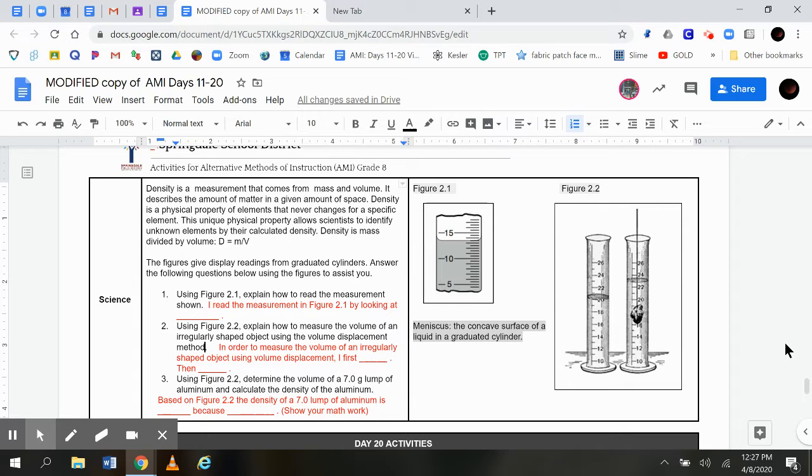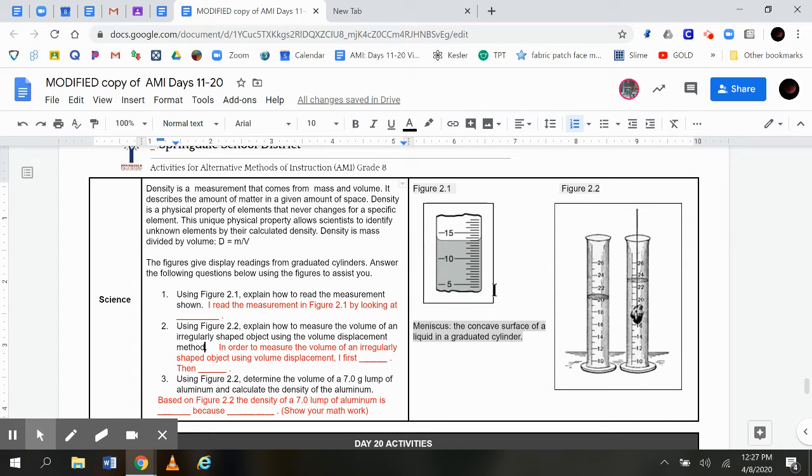This problem is about density. First, let's read the questions. Number 1, using figure 2.1, explain how to read the measurement shown. Let's look at 2.1. Here it is.